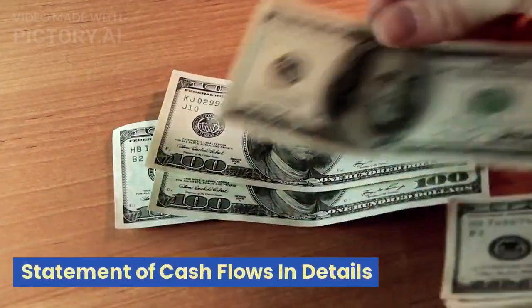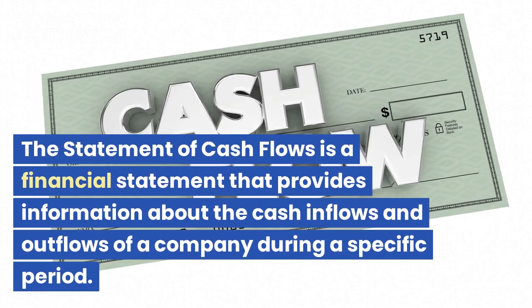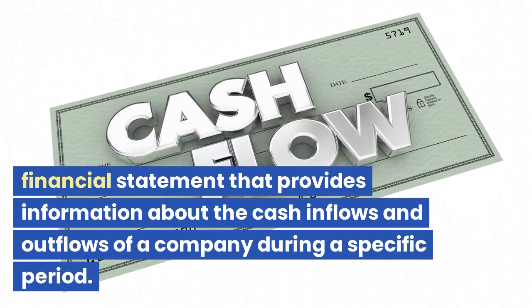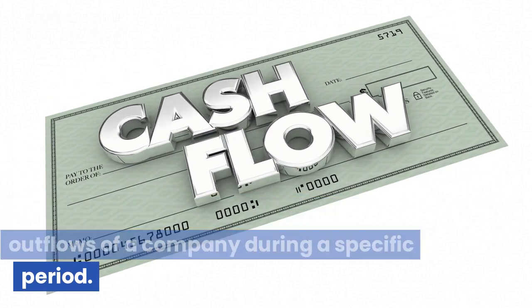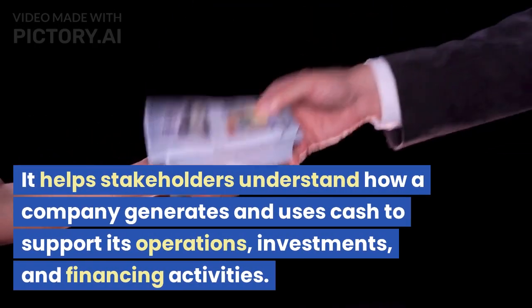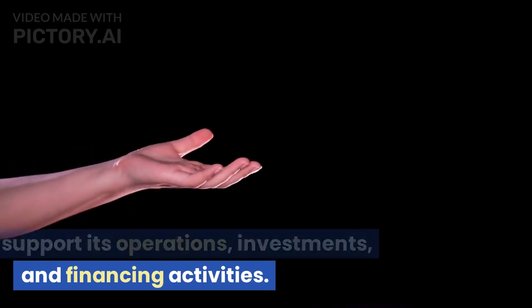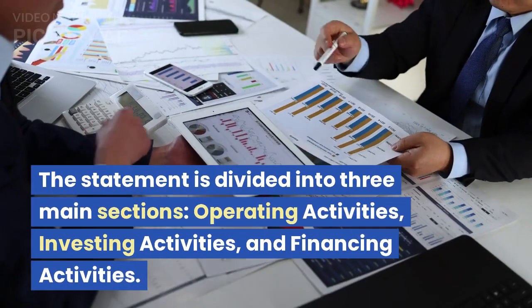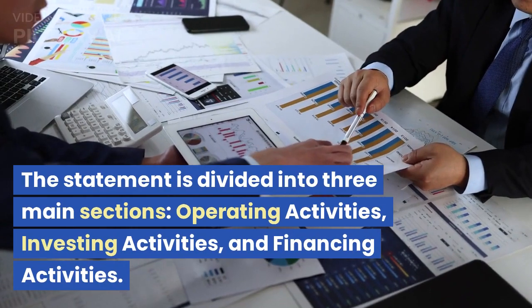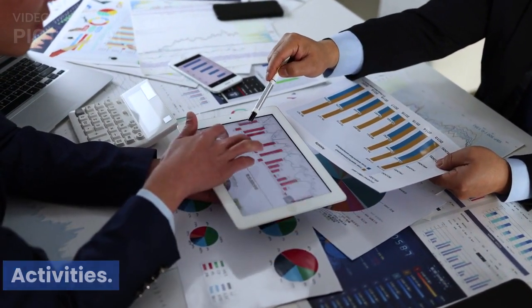Statement of cash flows in details. The statement of cash flows is a financial statement that provides information about the cash inflows and outflows of a company during a specific period. It helps stakeholders understand how a company generates and uses cash to support its operations, investments, and financing activities. The statement is divided into three main sections: operating activities, investing activities, and financing activities.